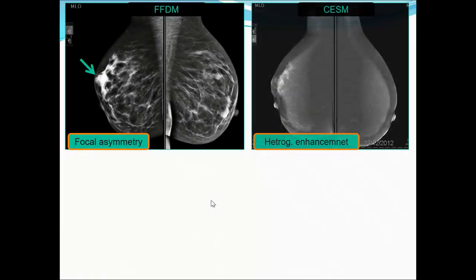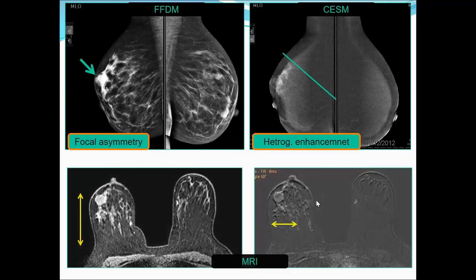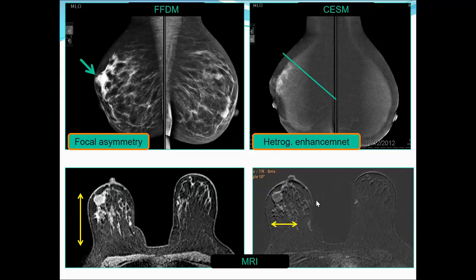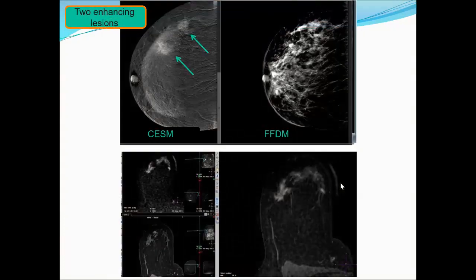Another lesion, focal asymmetry. Note here the focal asymmetry. I want you to concentrate on the mammo. So this is a focal asymmetry with distortion, and here it takes heterogeneous enhancement on the contrast enhanced mammogram. And this is the MRI of the case. So this is intraductal carcinoma grade 2, accurately seen on contrast enhanced mammography.